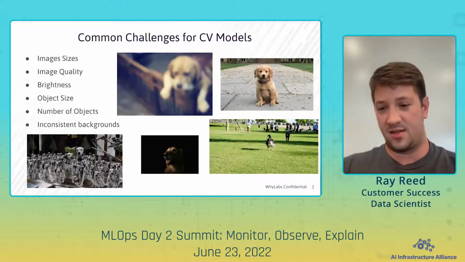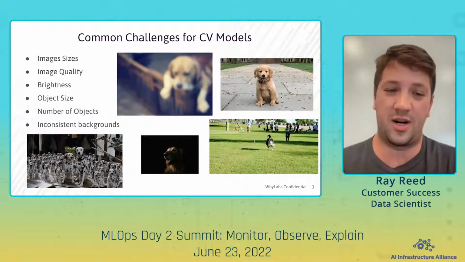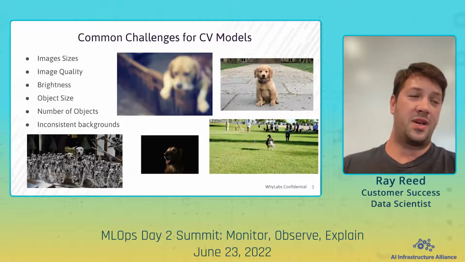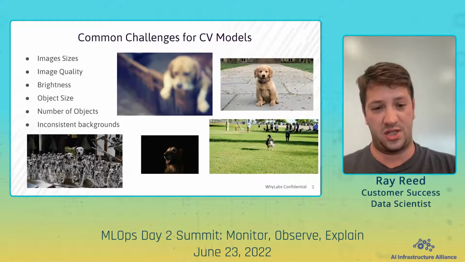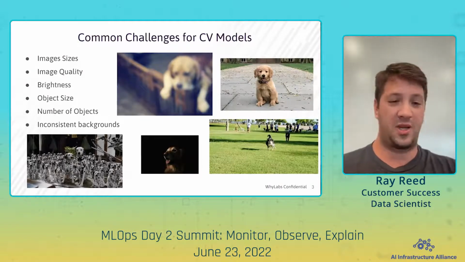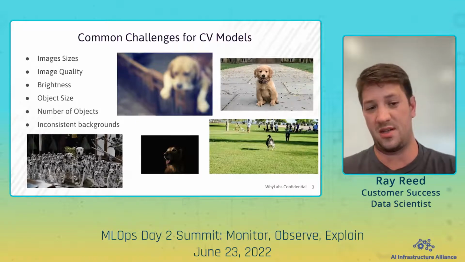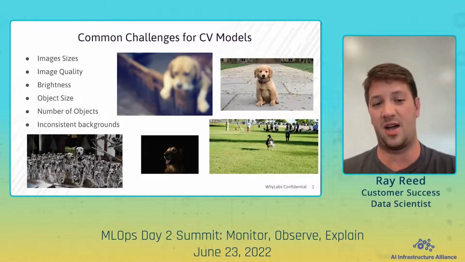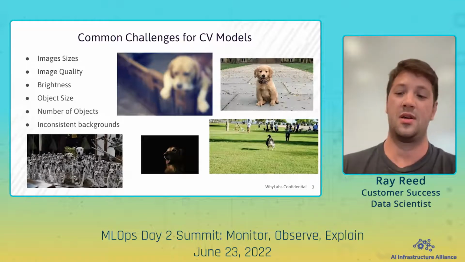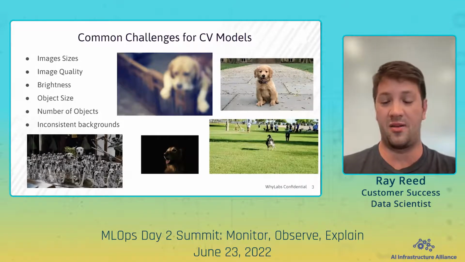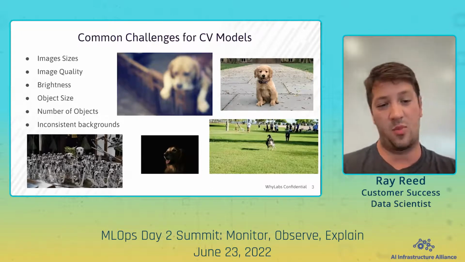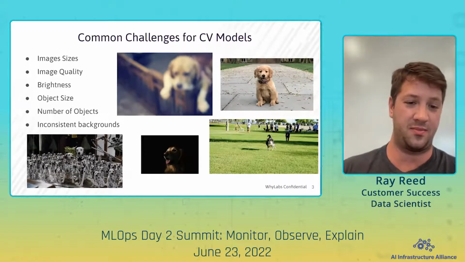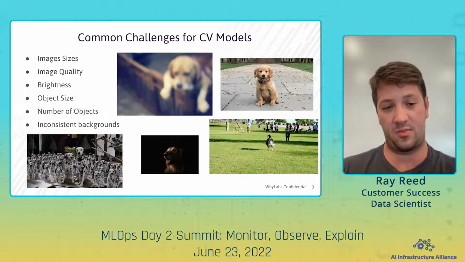For object size, like this dog in the lower right-hand corner, if we have big differences in the size of an object that we're doing object detection on, that could impact our models, because a convolutional neural network is not impacted by where a specific object is in an image, but it is sensitive to the size of that object within an image. Things like the number of objects. We have more or less objects in a typical image of our production data versus our training data. That could negatively impact our models.